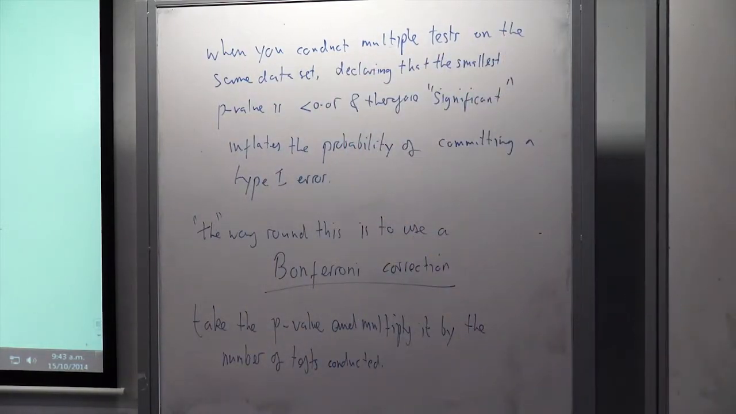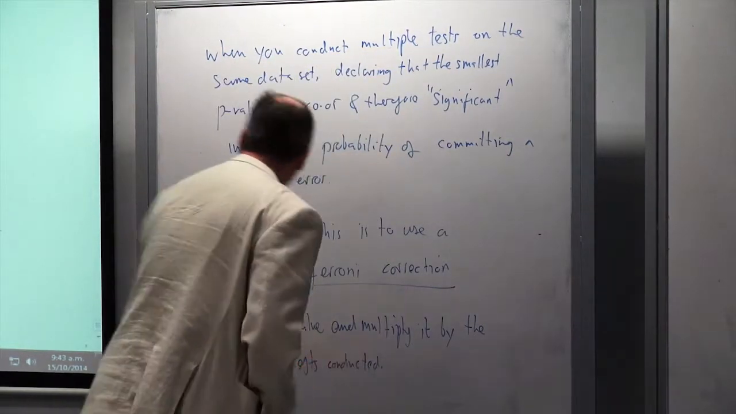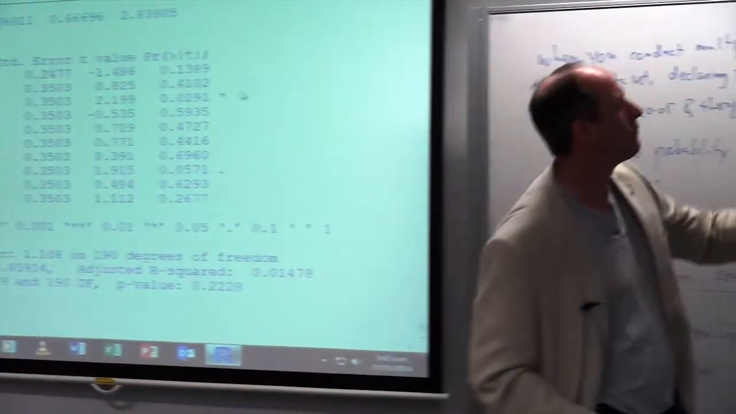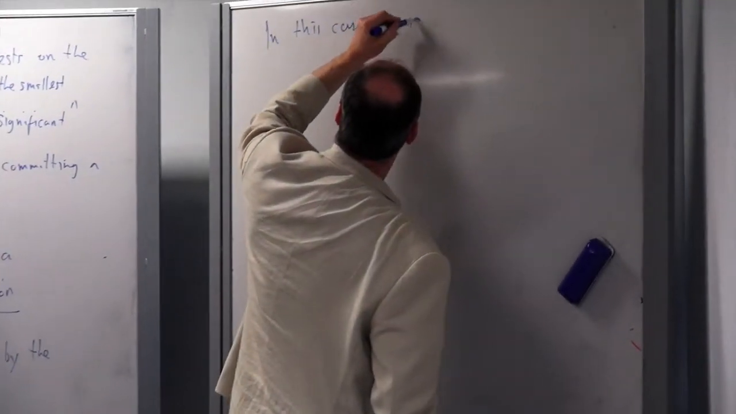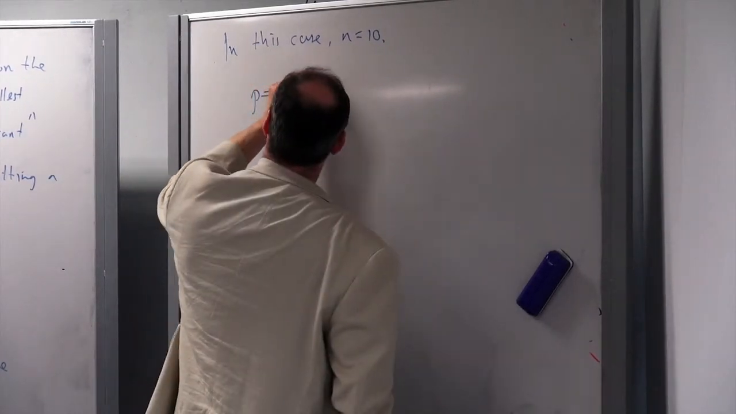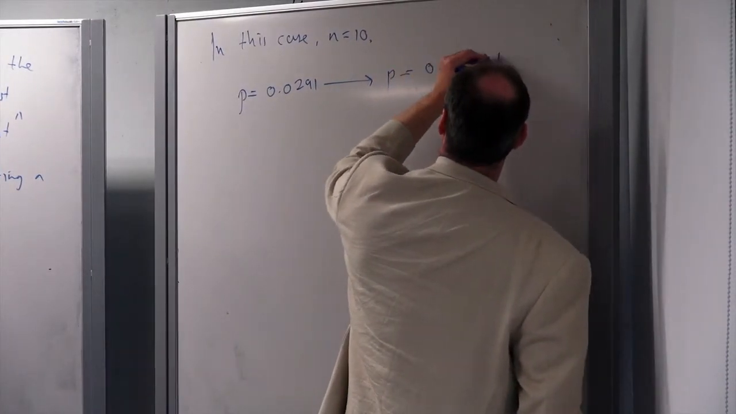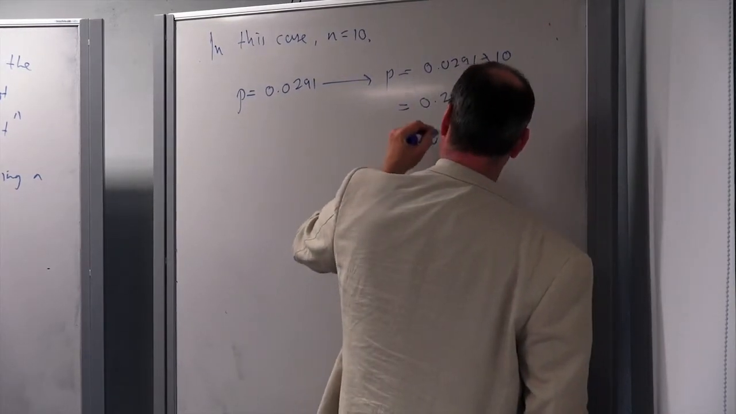Bonferroni correction. You take the p-value and multiply it by the number of tests conducted, which in this case is 10. Let me count: 1, 2, 3, 4, 5, 6, 7, 8, 9, 10. So in this case, p equals 0.0291 goes to p equals 0.0291 times 10. Not significant.